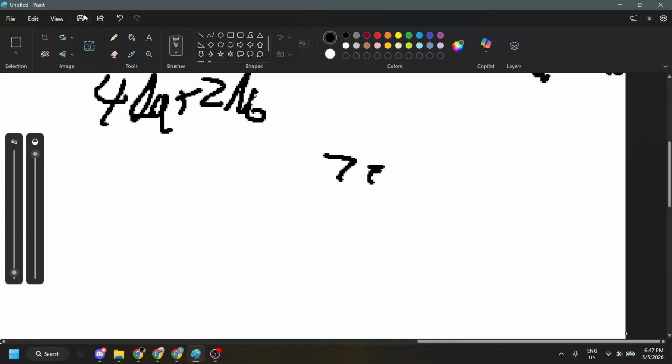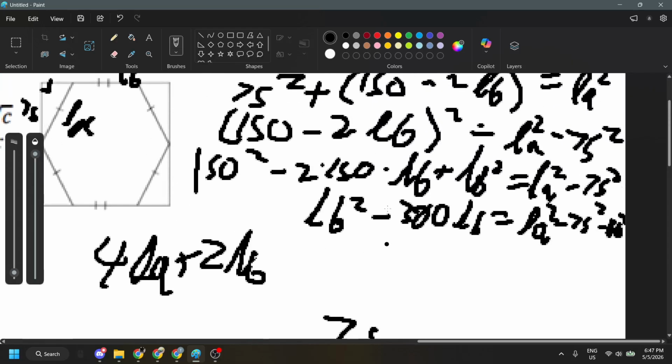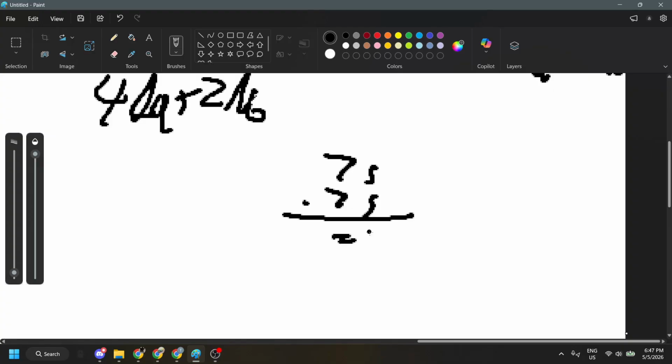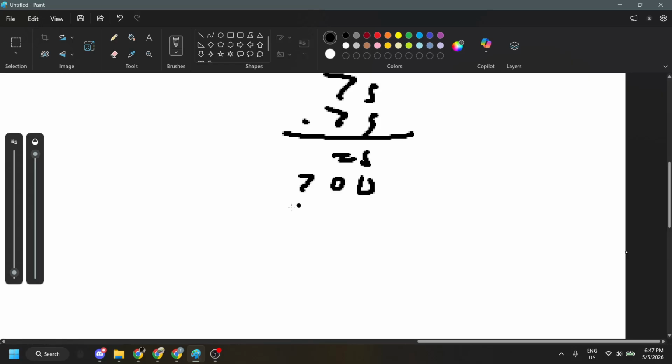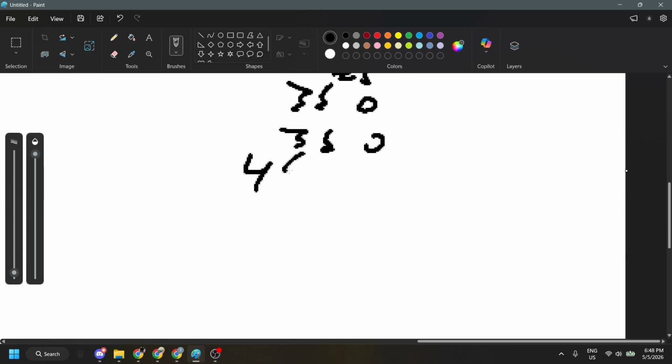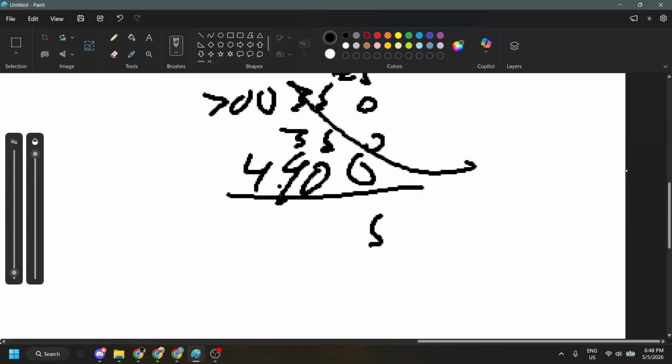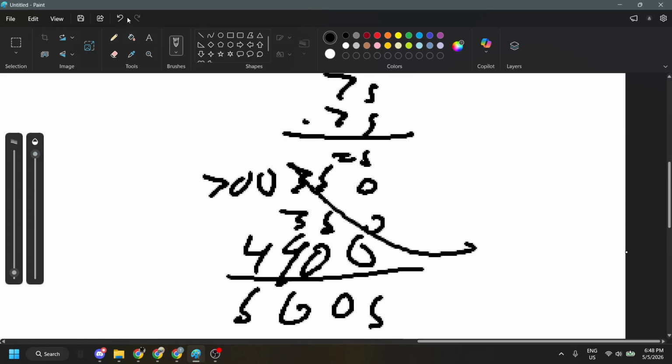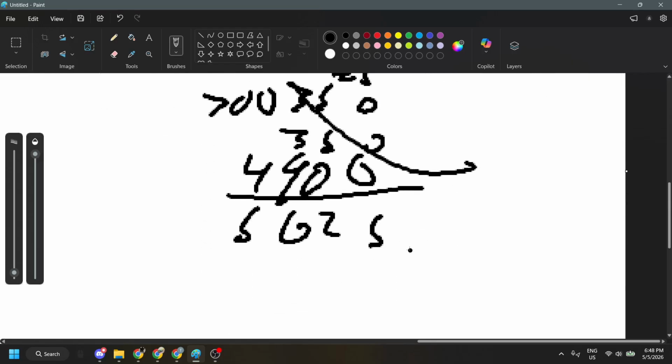Okay, 75 squared. 75 times 75 is 5,625. 7 times 5 is 35, 70 times 5 is 350, and then we got 350, and then 70 times 70 is 4,900. So it is correct. So it's 5,625.